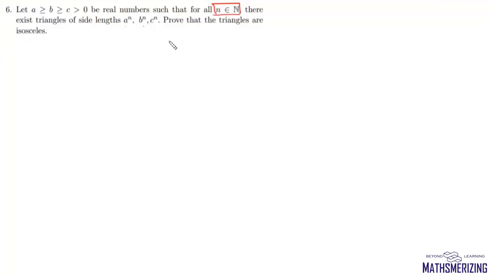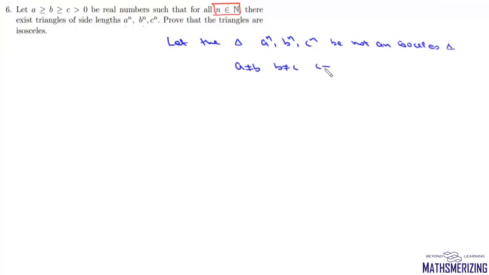So let us say that the triangle formed by a to the power n, b to the power n, and c to the power n is not an isosceles triangle. So that means a is unequal to b, b is unequal to c, and c is unequal to a. Now if a to the power n, b to the power n, and c to the power n represent sides of a triangle, in that case they must satisfy the triangle inequality, which is that the sum of 2 sides must be greater than the third side. So from here we'll say b to the power n plus c to the power n must be greater than a to the power n.